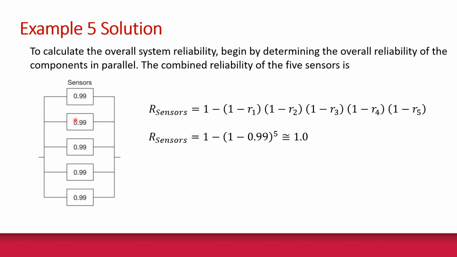We have 5 sensors in parallel. So our formula here for the parallel elements, each of the R's is exactly the same. R1 is 0.99, and R2, R3, R4 and R5 are all 0.99. So you get 1 minus (1 minus 0.99) raised to the 5th, because you have 1, 2, 3, 4, 5 of these. So this is approximately 1. It's 0.99999. We'll just round this off to 1 for the sensors.